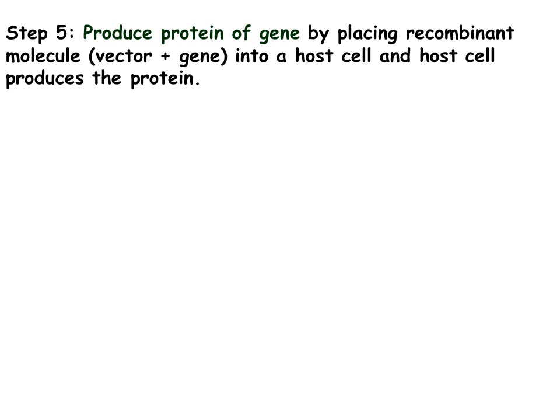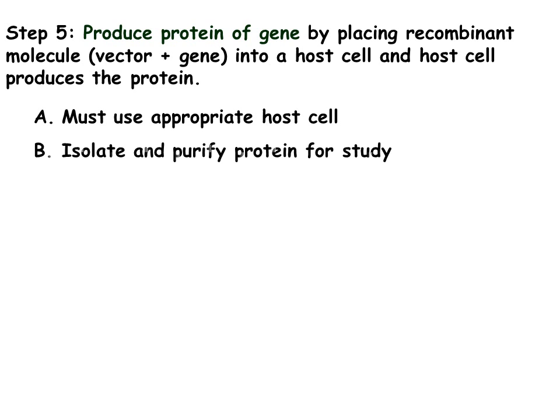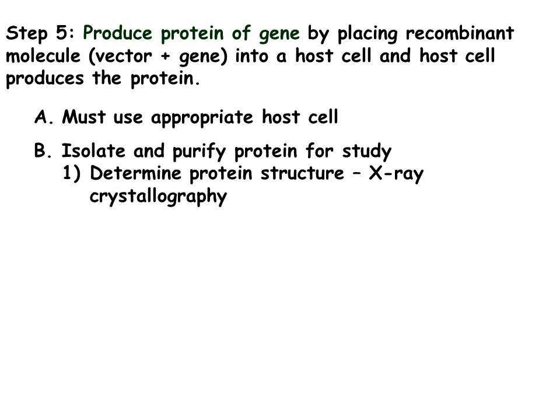Well, okay, let's say you've got your gene and everything. What do you want to do now? Well, you want to make some of the protein. And so you're going to put it in a recombinant molecule and into a host cell and let the host cell produce the protein for you. This is, after all, how we produce human insulin and give it to diabetics. But you've got to use the right host cell, and that's going to depend on the protein. So you also want to isolate and purify the protein for further studies.